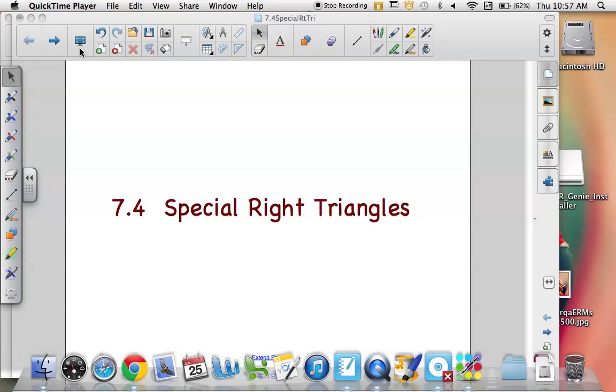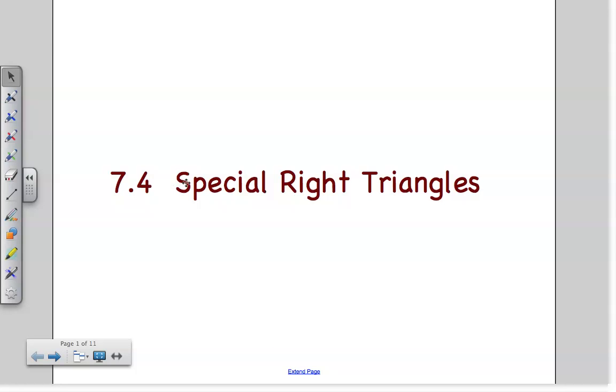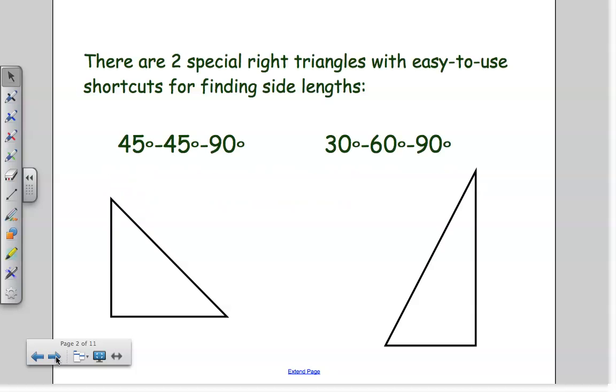In section 7.4, we're going to be looking at some special right triangles. The reason they're special right triangles is because they have some nice, easy-to-use shortcuts for finding their side lengths. These two right triangles, a 45-45-90 right triangle and a 30-60-90 right triangle, you only need to know one side length and you can find all three sides, which is really convenient.